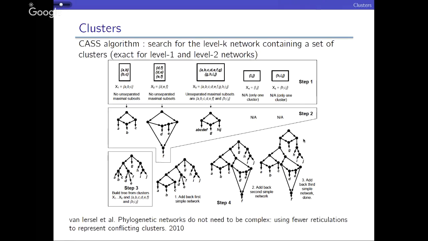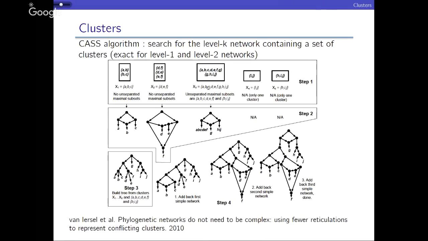This algorithm is exact for level one and level two networks, and then it's a heuristic for higher levels, but it works pretty well in practice. The idea of the algorithm is that we start with a bunch of clusters, and we separate them in subsets of clusters that contain conflicts. For each of the non-trivial subsets of clusters, so subsets that contain more than two clusters, we construct a network with maximum level k, so here for example. Then we obtain clusters by taking all the labels of each subset of clusters. So here the labels in this subset are ABC, here DFE, here A, B, C, D, et cetera, and so on.